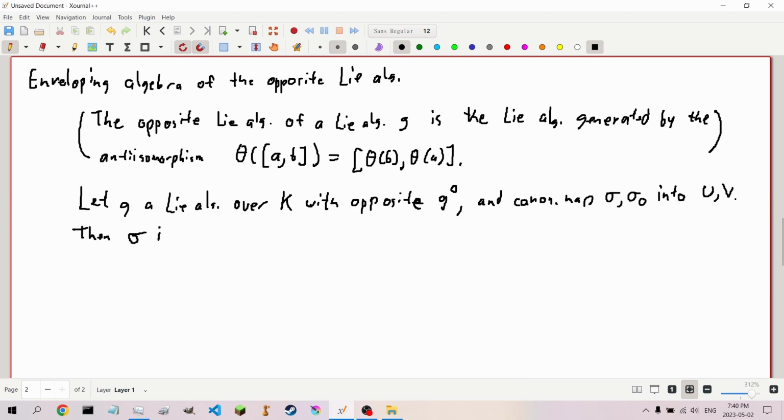Then sigma is an alpha mapping of G0 into U0, where U0 is the opposite of U. So essentially, we need to show that the algebra of the opposite, which we have as V, is the same as the opposite of the algebra, which is U0.